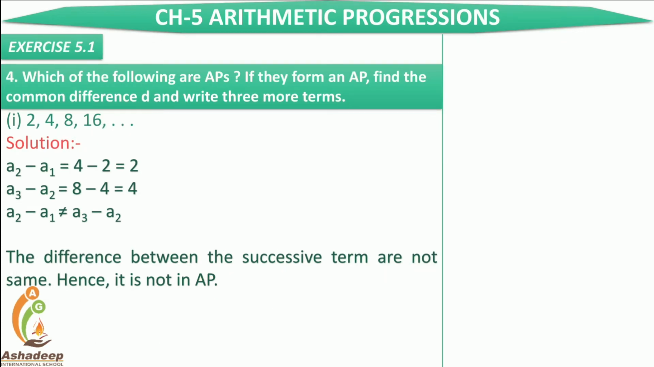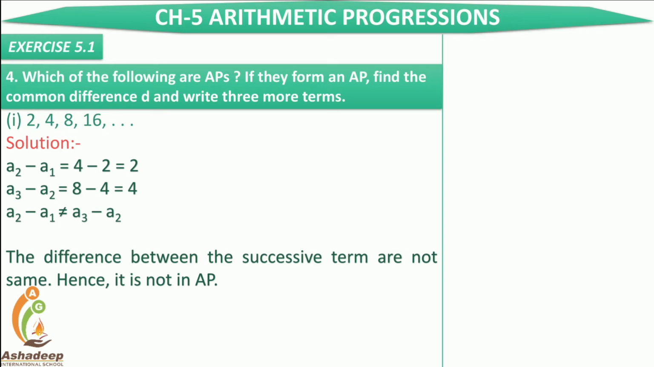Question number 4. What is question number 4? Which of the following are APs? So we need to say whether the given series is an AP or not. So how can we say that? We can say it by finding out the common difference.